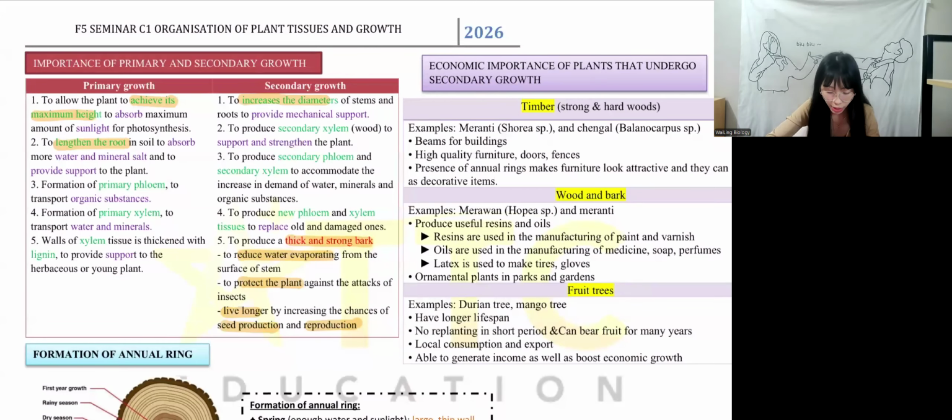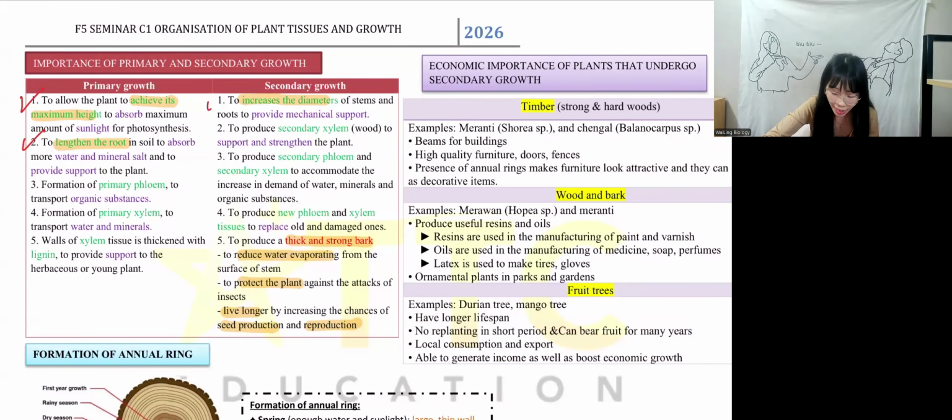Okay, these two are for the importance of primary growth. Maybe I'll use a red color. Okay, these two are for primary growth. For secondary growth, you can write number 1 and number 5. It's more than enough for you to know, because it's not going to be essay, it's just going to be structure. The maximum marks you will see is just 4 marks. Maybe 2 marks for primary and 2 marks for secondary, or maybe 4 marks for secondary. It's more than enough already for secondary growth.